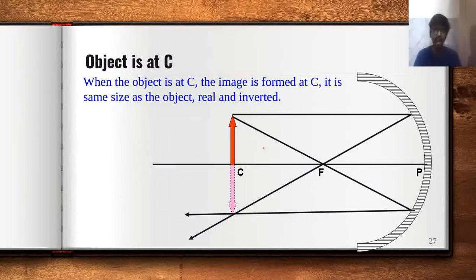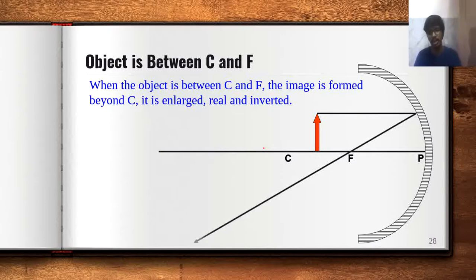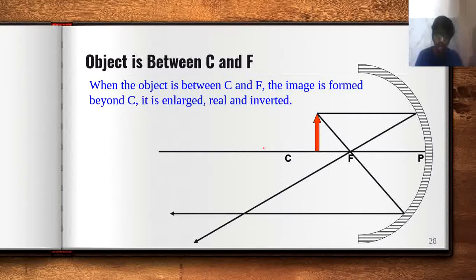You can understand that, and the size is same. Okay, so this is the object at C. Then the object will be between C and focus, center of curvature and focus. So one ray will be parallel to the principal axis. The corresponding reflected ray will pass through the focus, and another incident ray passes through the focus. What will be the reflected ray? That will be parallel to the principal axis. Now the image will be large and beyond C, inverted.